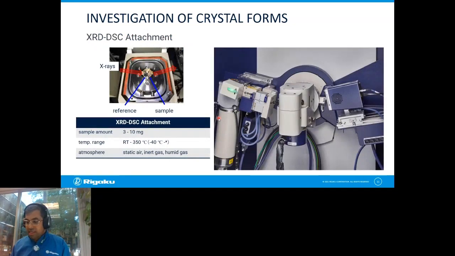So Rigaku has a combined XRD-DSC unit in SmartLab, which is able to study both X-ray diffraction patterns in situ with the changes that a molecule is going through under treatments from low temperature to high temperature. You put a reference sample, usually a corundum or aluminum plate, along with your sample, 3 to 10 milligrams, and you can go from minus 40 degrees centigrade to 350 degrees centigrade. You can also provide different atmospheres: static air, inert gas, or humid gas.